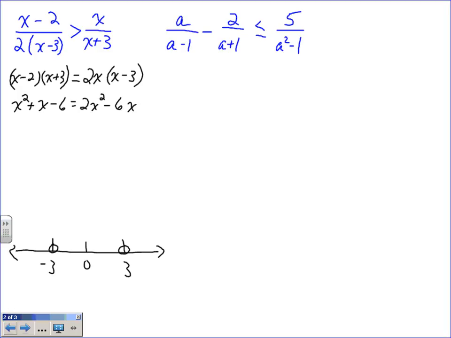Set the equation equal to 0. Subtract x squared from each side. Subtract x from each side. Add 6 to both sides. And factor. x minus 6, x minus 1. So I've got 1, and I've got 6. Open circles or closed? In this case, it's open because the original problem is just greater than. Now I have a lot of intervals to check.